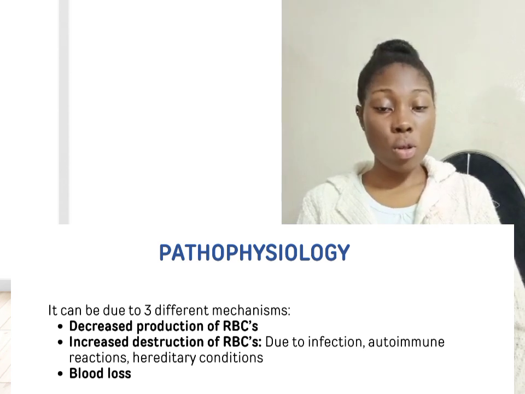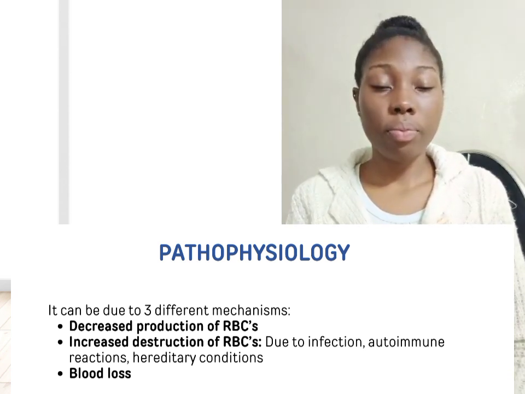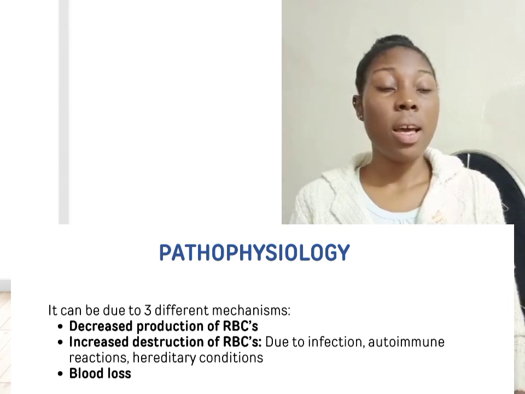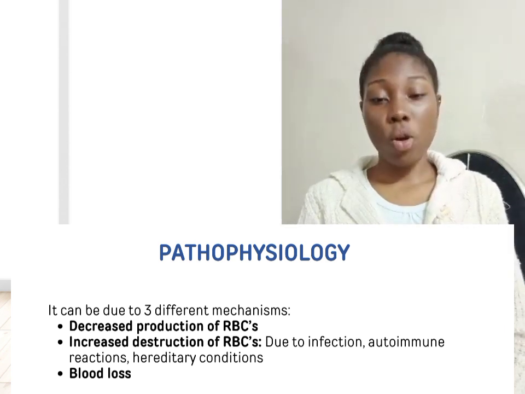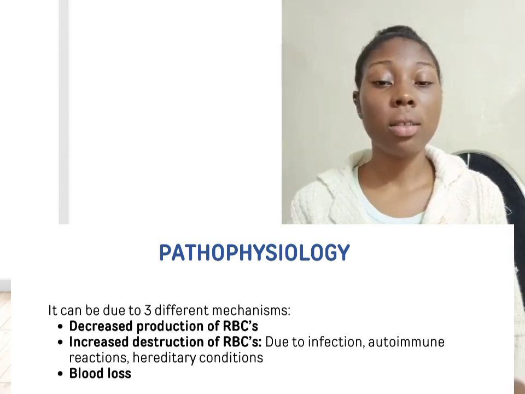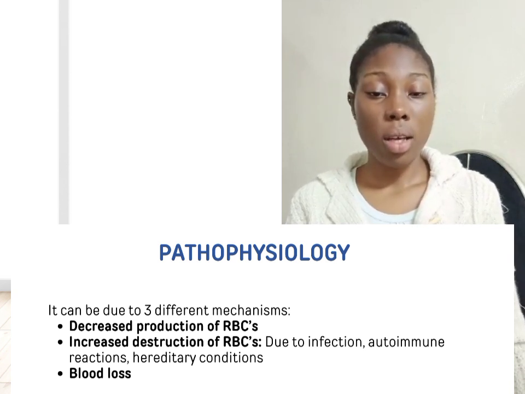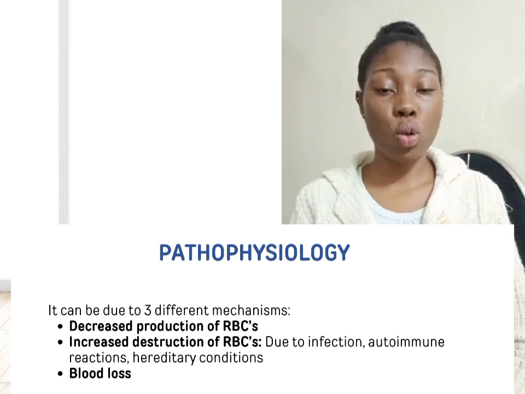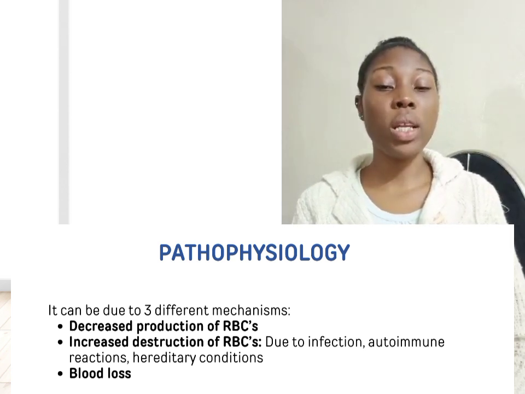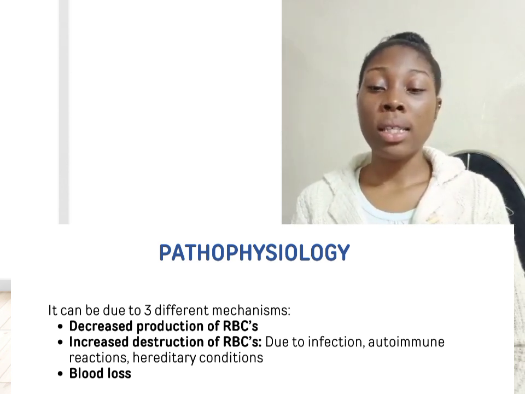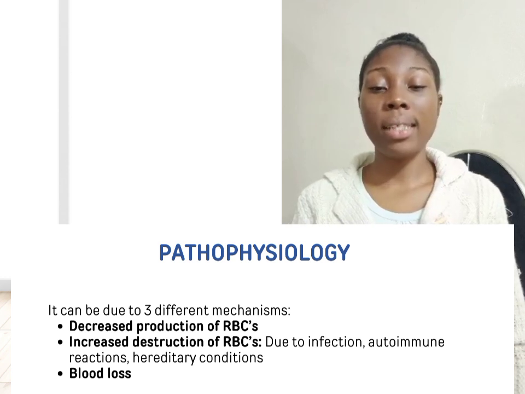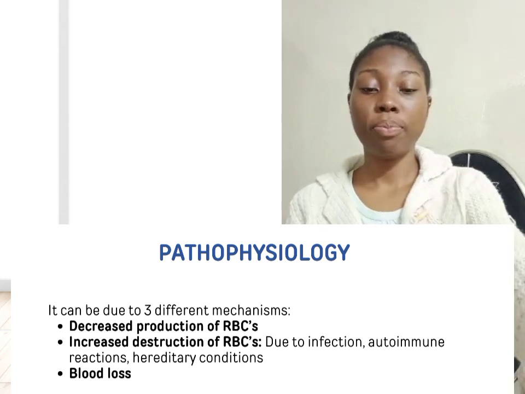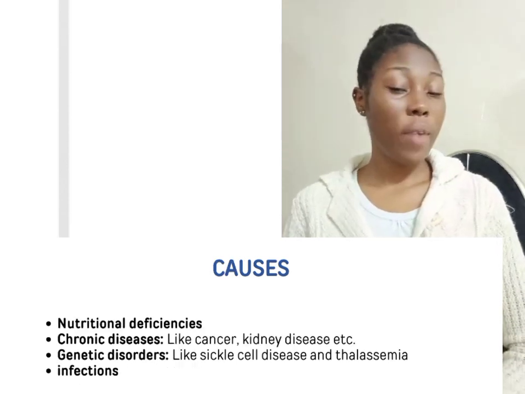It can also be caused by chronic conditions like kidney disease, even malaria, and it can also be caused by hereditary diseases like thalassemia and sickle cell disease. Next we have blood loss. This is hemorrhage, maybe during an accident or severe wounds, which will cause excessive blood loss and lead the patient to anemia.